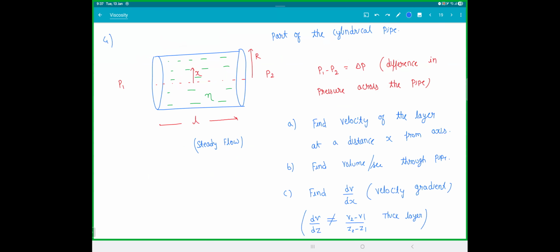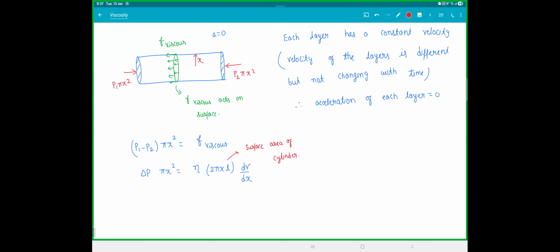Wait, this thing now, it should be P2 minus P1, because we generally take final minus initial. Because delta P is P final minus P initial. So there we got the velocity gradient directly from here. dV by dx is equal to minus delta P by 2 eta L x, the pi will cancel. That's your velocity gradient. Then you can just integrate this.